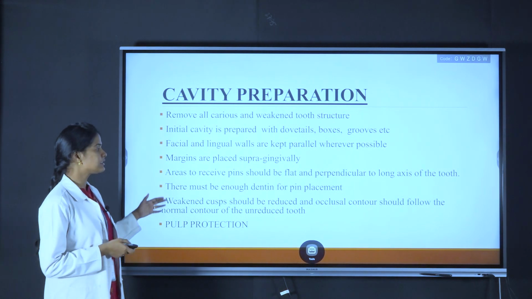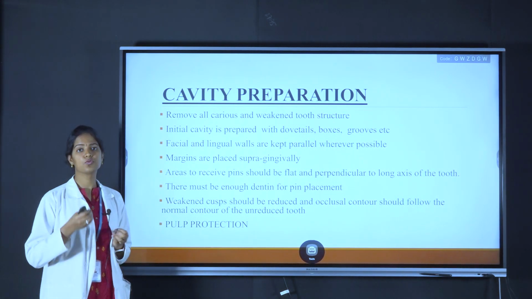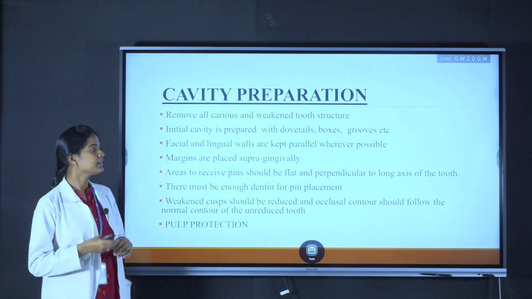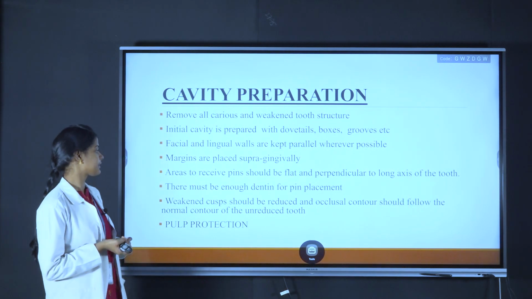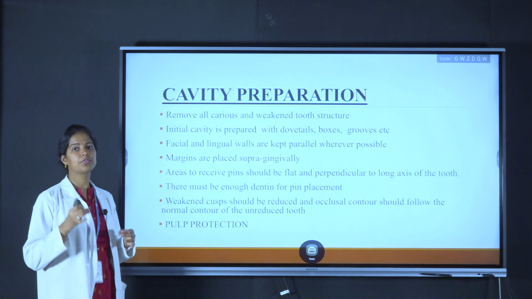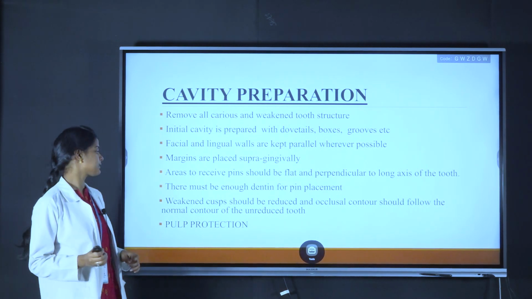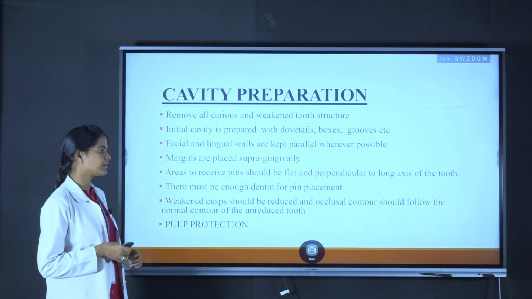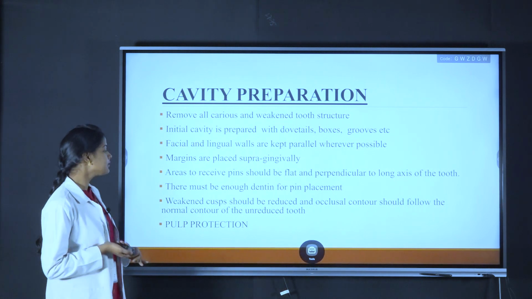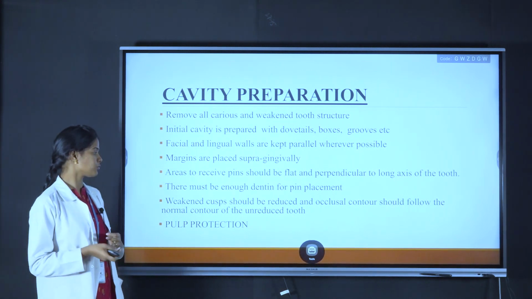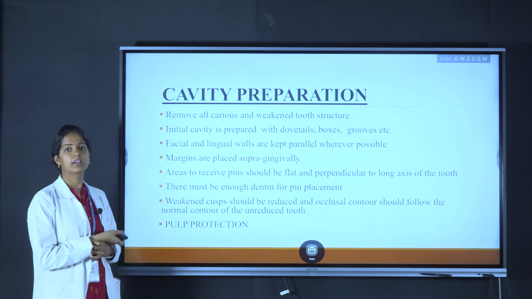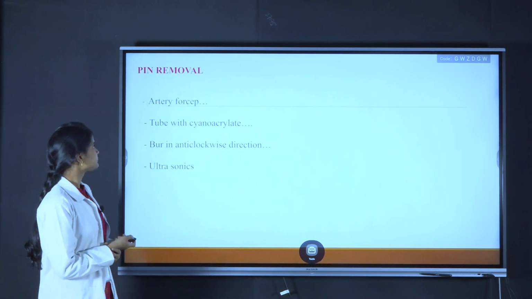The areas, this is very important, the areas that have to receive a pin have to be flat and perpendicular to the long axis of the teeth. There must be enough dentine in the area wherever you are placing the pin, and weakened cusps should be reduced, and the occlusal contour should follow the normal contour of the unreduced tooth. It is important to think about the pulp protection also.